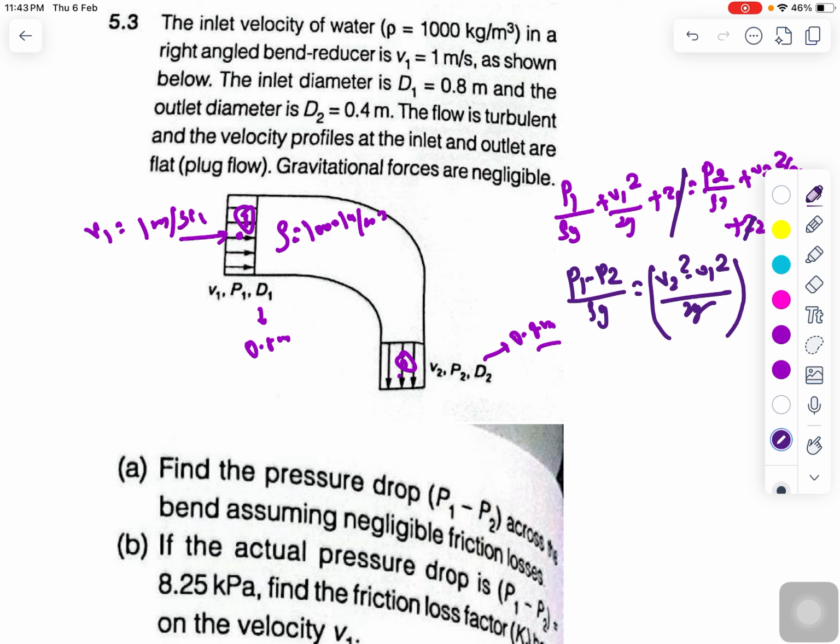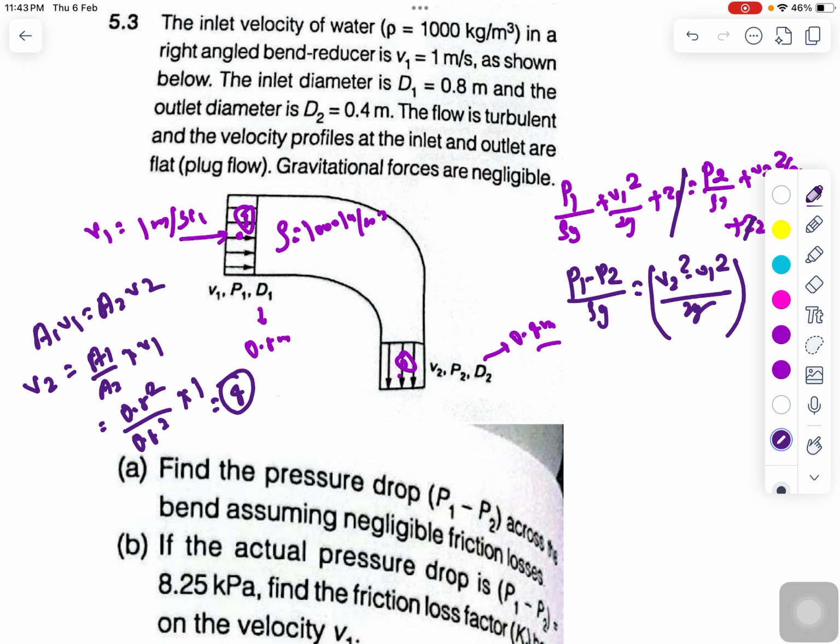Is that clear? So you can see that diameter at point 1 is 0.8 and diameter at point 2 is 0.4, right? So if I apply the continuity, A1 into V1 equals A2 into V2, so what is V2? V2 will be equal to A1 by A2 into V1. So A1 is how much? 0.8 square, right? So pi by 4 into 0.8 square and 0.4 square into 1. So that will be equal to 4. So velocity V2 will be equal to 4 meter per second.